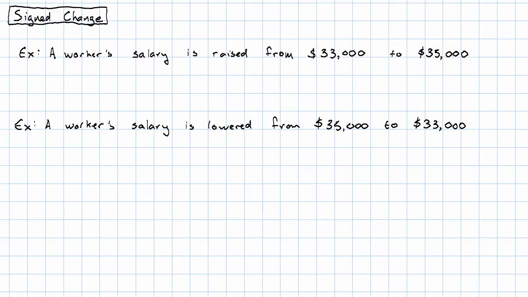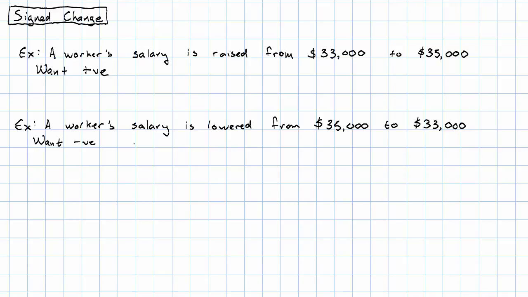positive numbers make sense to represent something getting bigger. And negative numbers make sense to represent something getting smaller. That seems to be what positive numbers and what negative numbers represent. So we want to define our signed change in a way that in this example the answer is positive, and in this example the answer is negative. How can we do that?